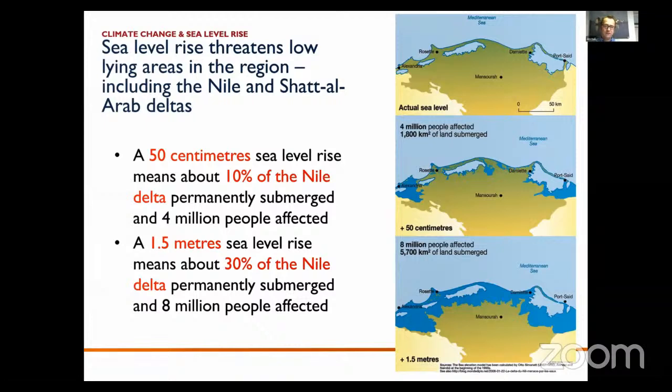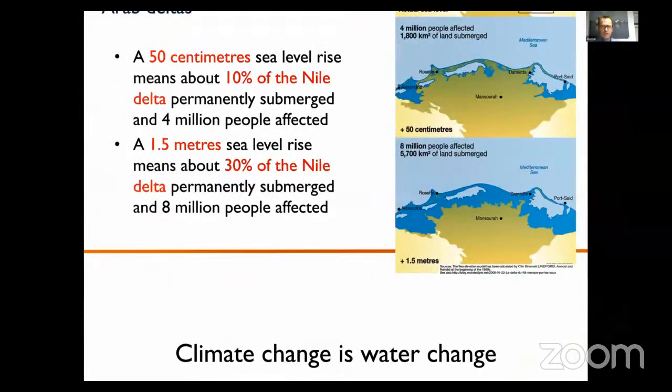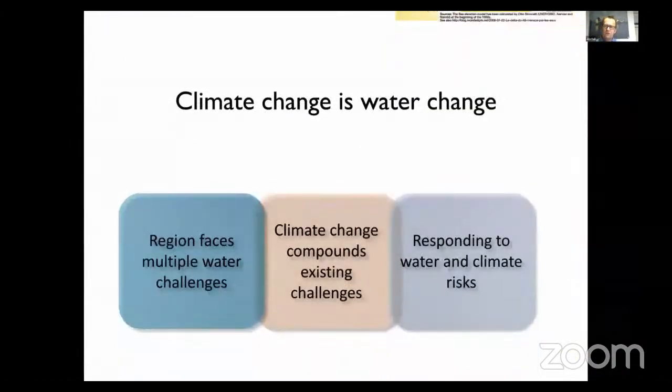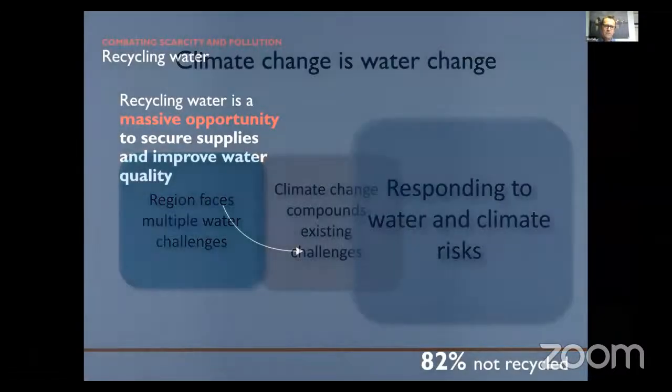10% of the Nile Delta could be permanently submerged and 4 million people affected. And this is on top of the ongoing process of erosion of the Nile Delta because of the reduced supply of sediment from upstream in the Nile. So the final question is, well, how can we respond to these risks of water insecurity and climate change?